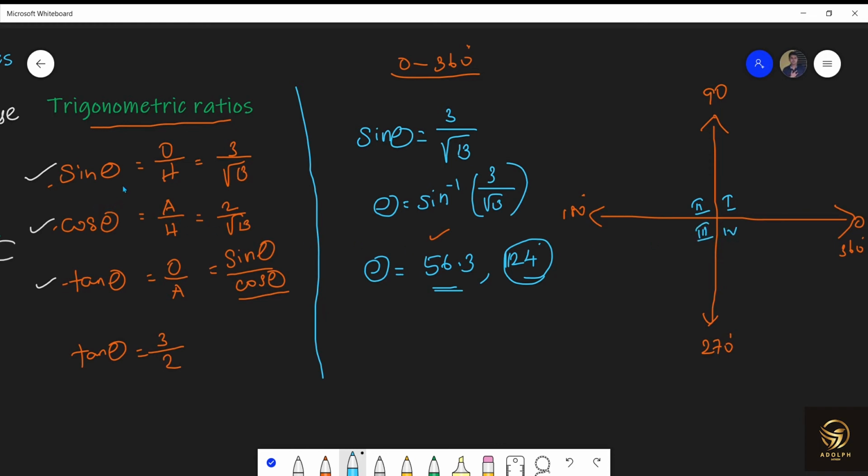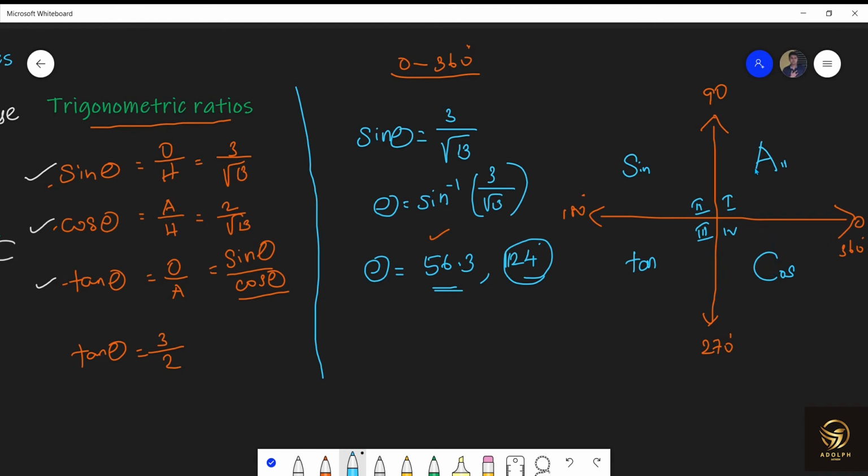All three trigonometric ratios, sine, cos, and tan, are positive in the first quadrant, so I'm denoting it with "All". In the second quadrant, only sine is positive and the rest are negative. In the third quadrant, only tan is positive, and sine and cos are negative. In the fourth quadrant, only cos is positive, and sine and tan are negative.